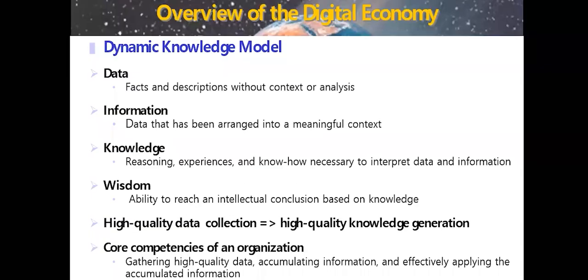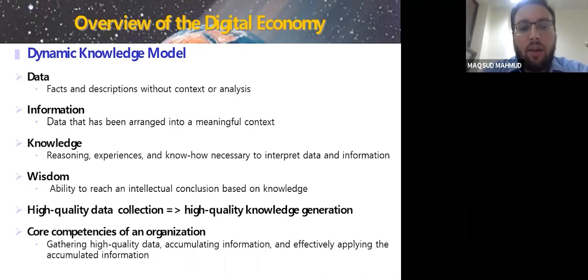The fourth one is wisdom. Wisdom is the last stage, the highest stage of your data. Wisdom is any knowledge, like bookish knowledge, which has already been proven and has no change in it. We call it wisdom, like the laws of Newton. The laws of Newton are wisdom now; before they were knowledge, but now they are wisdom for us. It is the ability to reach an intellectual conclusion based on the knowledge. So wisdom is the ultimate conclusion for the data.